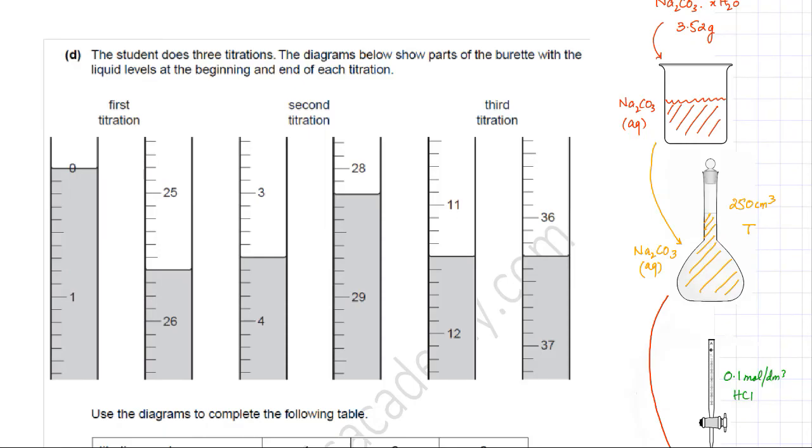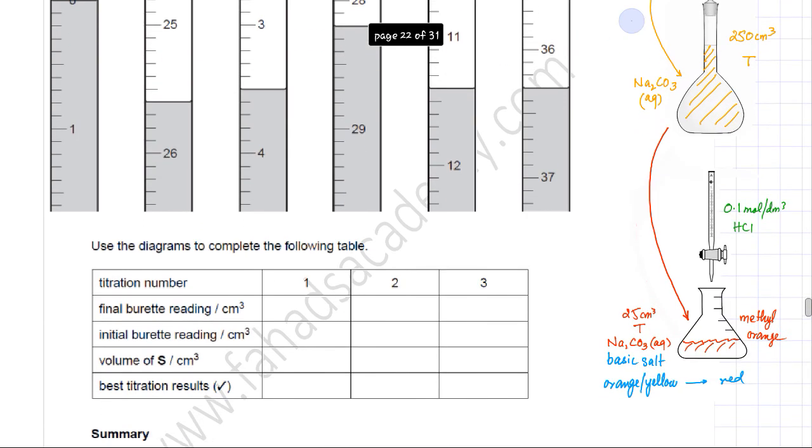Moving to part D of the question, the student now does 3 titrations. The diagrams below show parts of the burette with the liquid levels at the beginning and end of each titration. So at this point he has started the titration. He's adding HCl into this flask, and he does 3 separate experiments. Remember, 3 separate experiments are done to improve accuracy, because if you do more experiments and take the average value, the average would be more accurate compared to an individual reading.